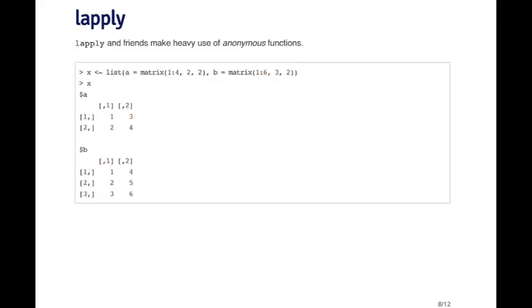So lapply and the associated functions make heavy use of what are called anonymous functions. Anonymous functions are functions that don't have names, so you don't assign them a name of some sort, but you can generate them on the fly. Here's just a quick example. I'm going to create a list that contains 2 matrices in it. The first is a 2x2 matrix, and the second is a 3x2 matrix. So you can see the list here. There are 2 elements, named A and B. And suppose I want to extract the first column from each one of these matrices.